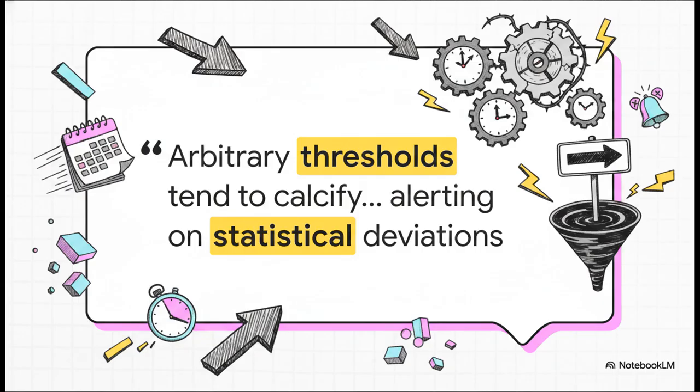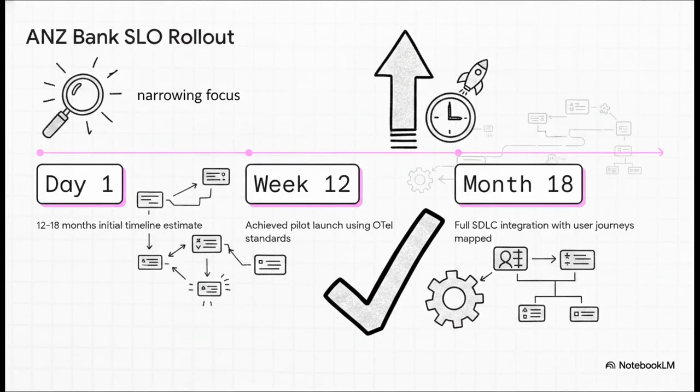Those arbitrary thresholds calcify. You end up trapped in a noisy feedback loop, getting paged for minor statistical deviations that don't even impact the customer, which completely derails your engineering velocity. So how did they pull it off?